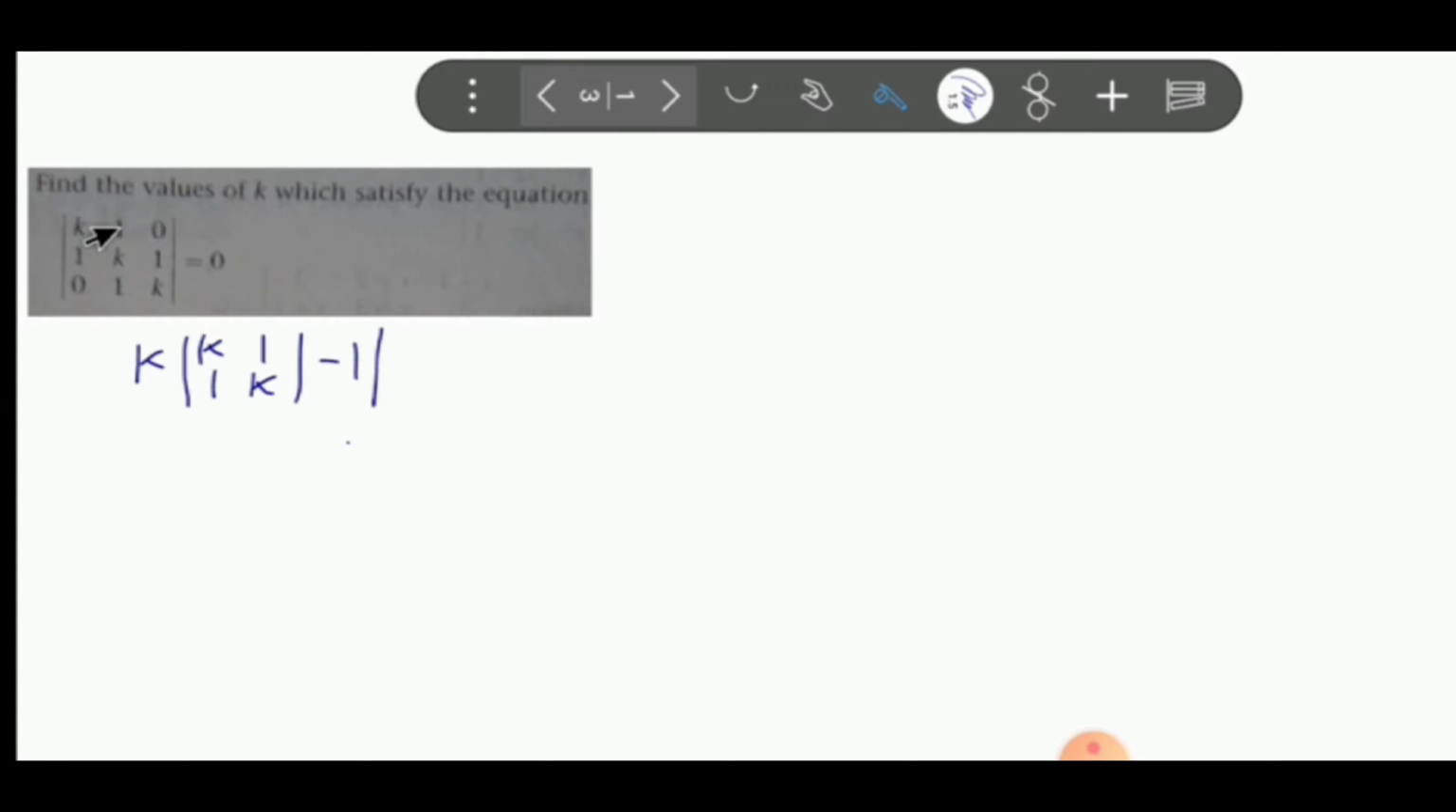Then now, since the 1 is located here, I'll cancel here, cancel here. Then I'll put 110k in my matrix. Then the next one is 0. So I'll say plus 0, open a bracket. 0 is located here, so I'll say cancel here, cancel here. That's 1k 0 1. Close my bracket. Everything is equal to 0.